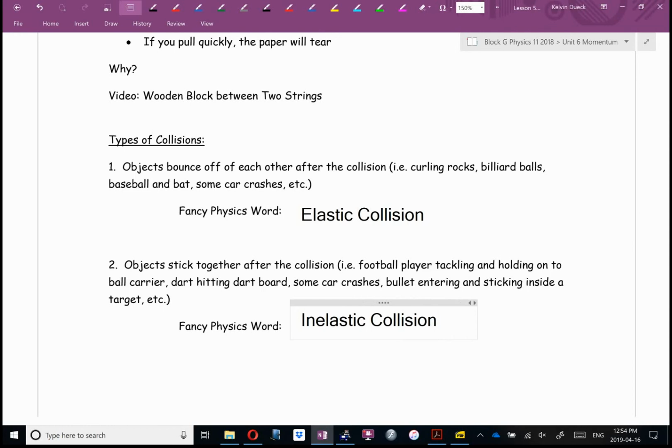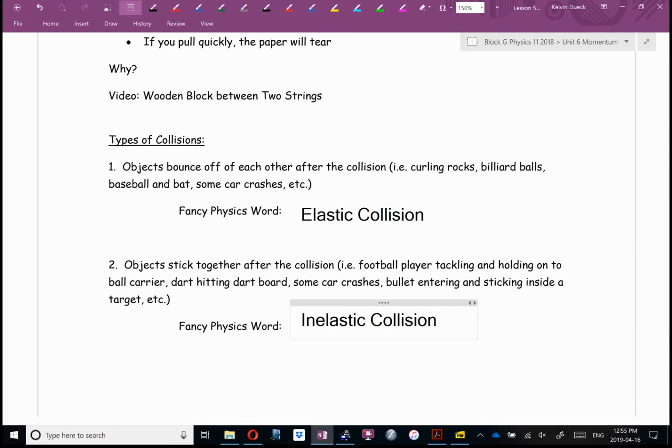You're going to need to know both of these words. I'm not going to ask you to define them, but I will, for now, say something like two objects collide inelastically. And what I've just told you is after the collision, they stuck together. Or I'll say two objects collide elastically. What I've just told you is after the collision, they came apart.